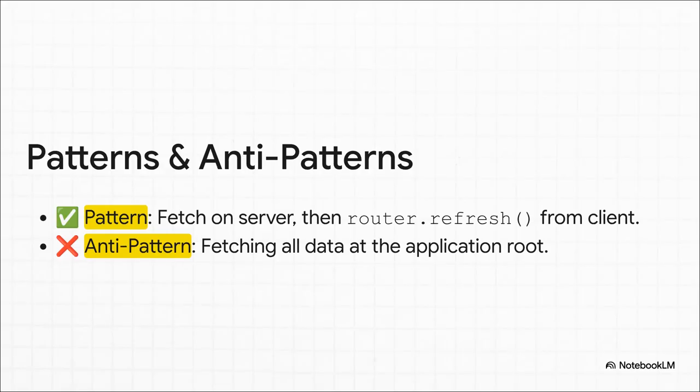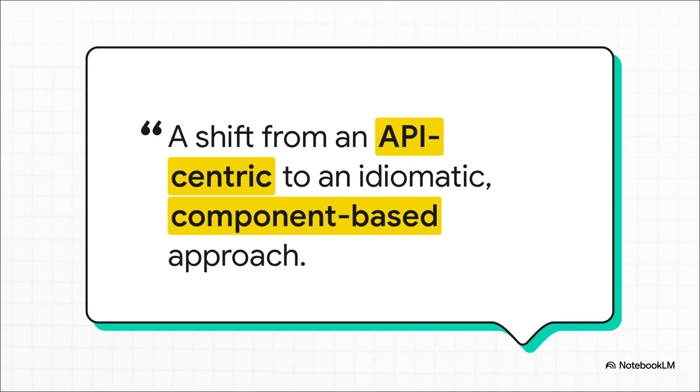And please, remember these core rules. A fantastic pattern to use is fetching that initial data on the server, and then using client-side actions to trigger a refresh when things change. And a huge anti-pattern, something to avoid, is fetching everything you need for the entire page in your root layout. That just creates a massive bottleneck. Instead, the golden rule is, fetch your data as far down the component tree as possible, close to where it's actually used.